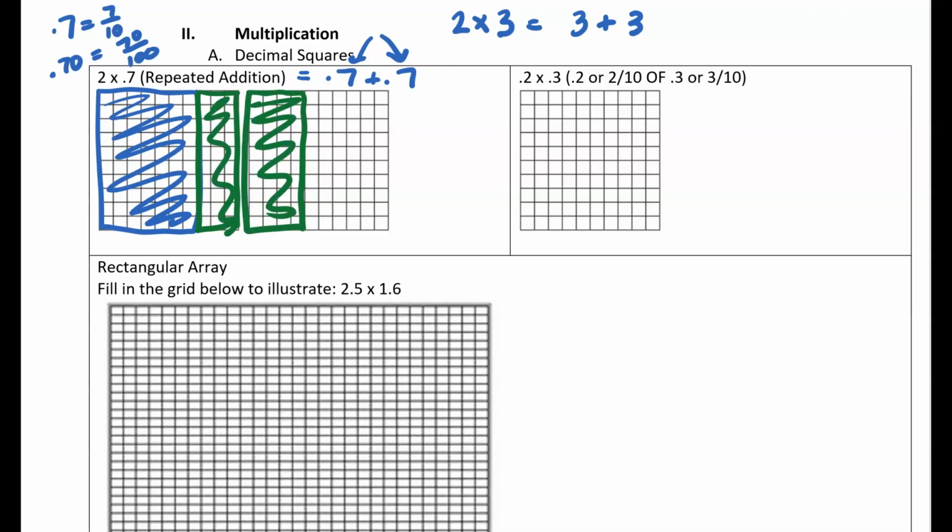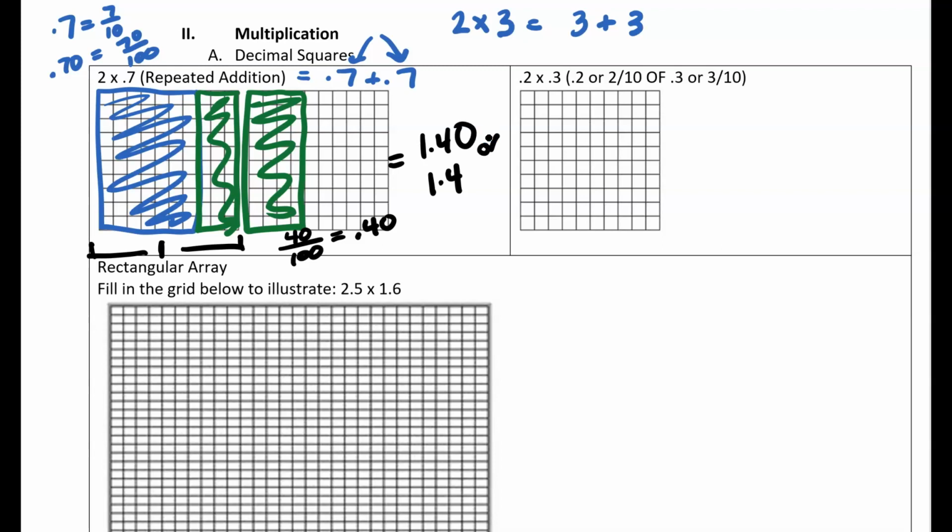So then what I do to find my answer is I say, okay, well, what do I have all together? So this whole block is going to be 1. And then I've got 1, 2, 3, 4 columns, 40 of those little squares. So 40 of those little squares would be 40 over 100 or 0.40. So my answer is going to be 1.40, or I could also write it as 1.4. So that's an either or.